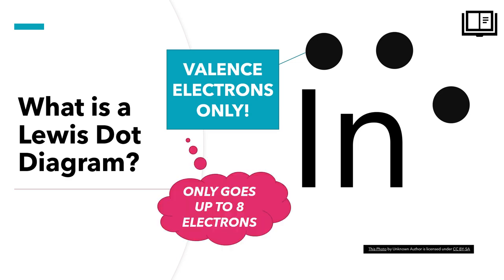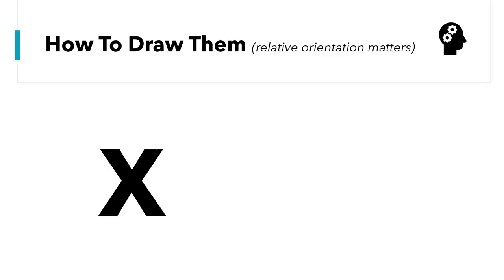The key thing to remember with Lewis dot diagrams is that, just like the Bohr model, they are pretty limited in how we draw them. There are only ever going to be 8 electrons drawn at a time for any Lewis dot structure. Limitations aside, they are really, really useful. So let's look at how to draw them.